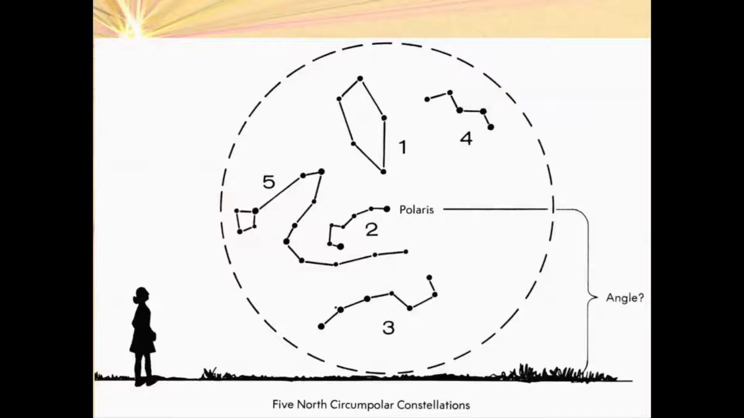Okay, so we're going to start out by orienting ourselves in the sky. There's a star called Polaris. It is also known as the North Star. And it is so named because if you are looking at this star, you are looking directly in the north direction.